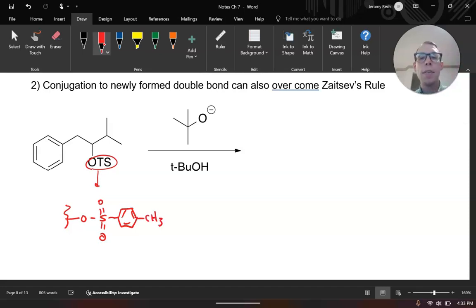Tosylates are going to be good leaving groups. If you remember, we can install those on alcohols. Alcohols are bad leaving groups. You don't have alcohols that just leave, but you can do an SN2 reaction to turn an alcohol into a tosylate. And then that tosylate will be a much better leaving group.